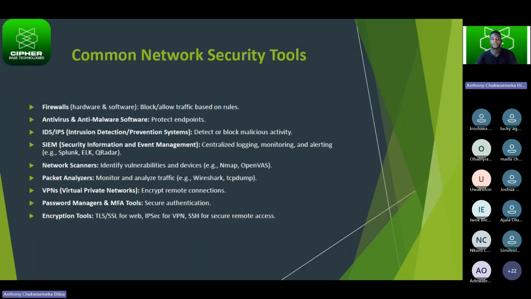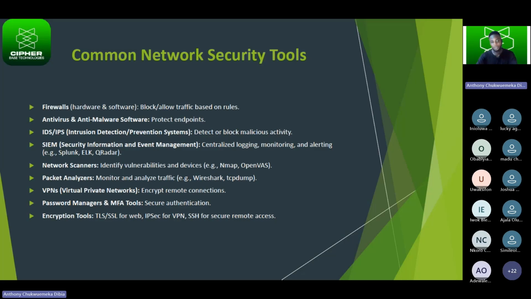So we have common network security controls. One of the common security controls is firewalls. Now, firewalls block and allow traffic based on rules. So we use firewalls to block traffic based on the rules you actually set for it. So we have antivirus and anti-malware software too, whereby they try to protect your device from malicious software.